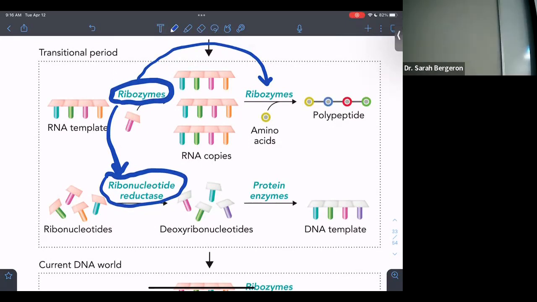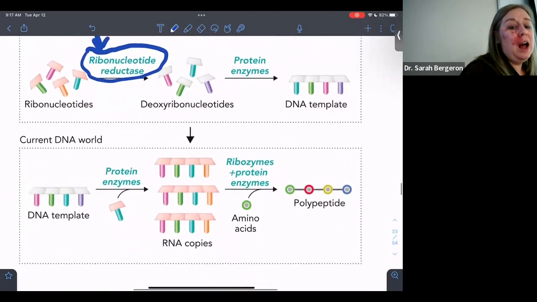The DNA, right? We no longer want the template to be RNA because we have now gained an enzyme that allows us to make more stable nucleotides. When we put them together in a strand, they don't spontaneously break apart, right? So this is the transitional period where we can make deoxyribonucleotides, but we don't quite make DNA yet, right?